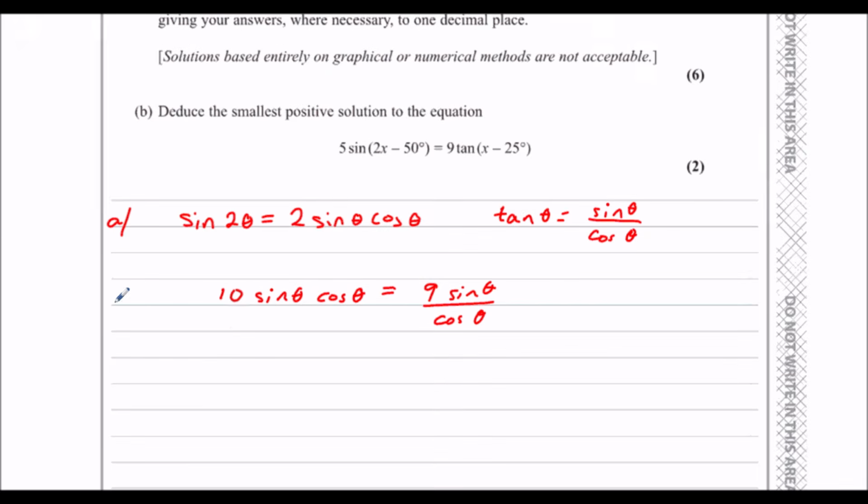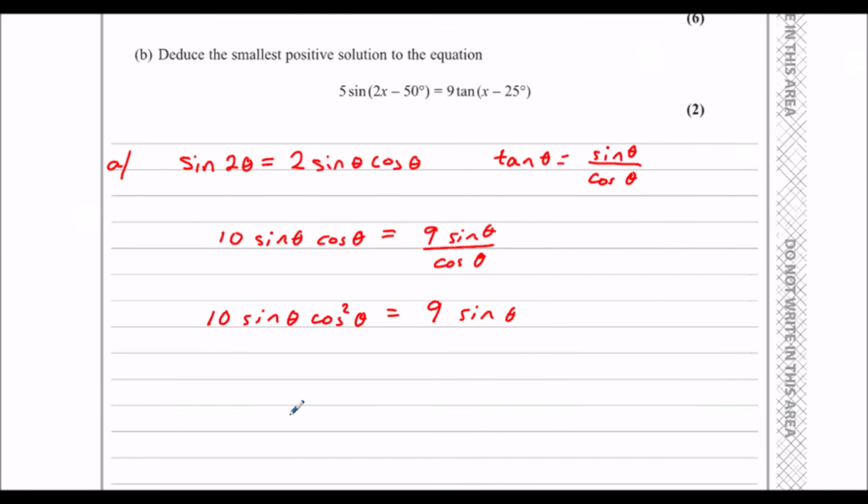So we can multiply both sides by cos theta. So 10 sine theta cos squared theta equals 9 sine theta. Now we don't want to divide through by sine theta, we'll lose answers that way. We want to make it equal to 0 and then factorize.